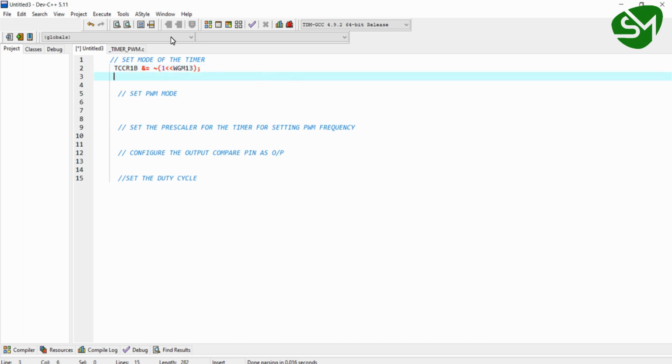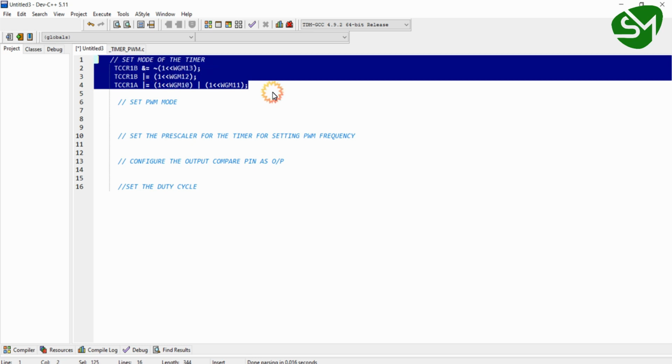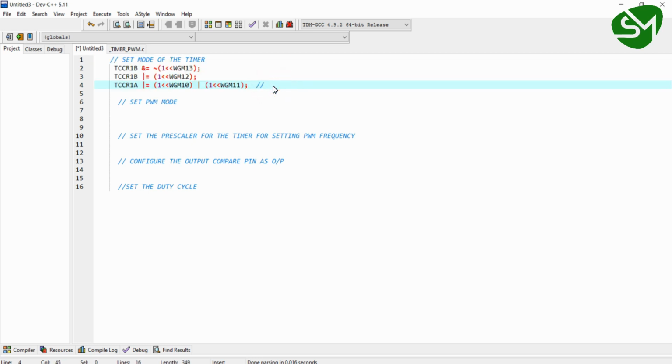So this line will clear the WGM 13. And this line will set the WGM 12 bit in TCCR1B register. And this line will set the WGM 10 and 11 bits in TCCR1A register. So we have configured the timer 1 in fast PWM 10 bit mode.